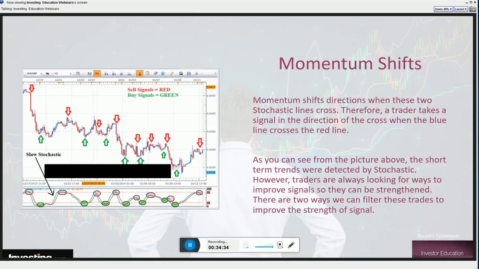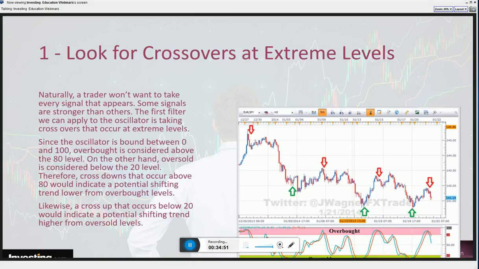So basically, on the chart you're looking at, when it catches up to here, okay, these have been put on by hand. Okay, you don't have to put them on by hand anymore. All of the reds and the green arrows and circles and everything else are now just automatically put on your charts for you. Okay. Now, naturally, a trader won't want to take every signal that appears. Some signals are stronger than others.